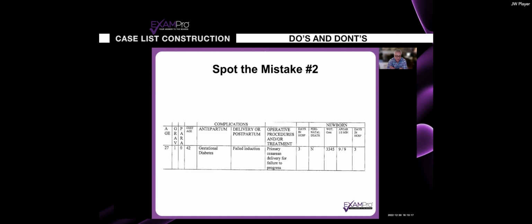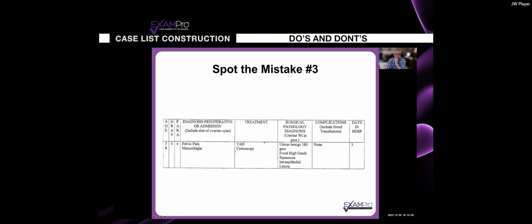And when they're looking at this list and they say, oh, failed induction, failure to progress, does this doctor even know the definition of the 2 terms? Again, please don't use failure to progress on your list. It's a slang term. It's not an appropriate diagnosis. It would be arrest of dilation or arrest of active phase. You can use those interchangeably. I would suggest picking one and not more.